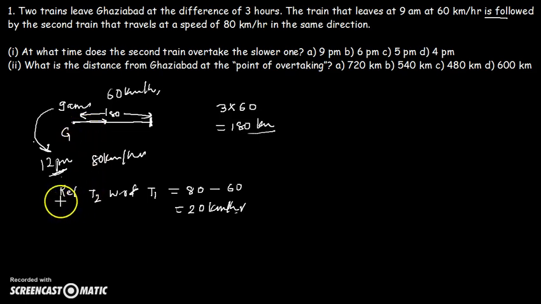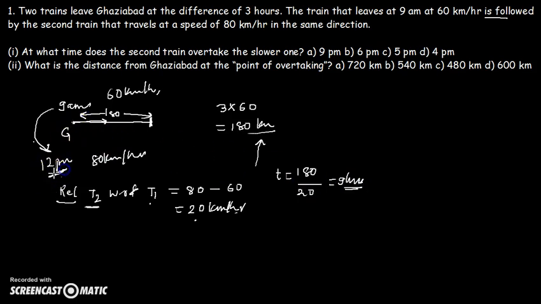Thus, we talk about the relative speed of T2. Relative speed of the second train with respect to the first train is 20 km per hour. And what is the distance to be covered? We already found out 180 km. Time taken T will be 180 km divided by speed, which is 9 hours.